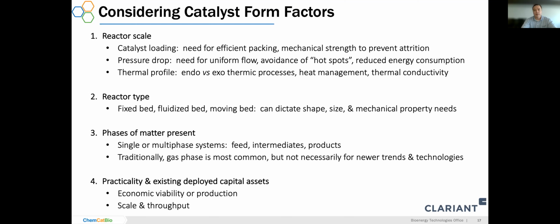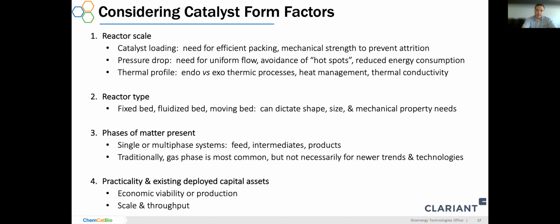And then finally, there's always a practical aspect of this. We are a for-profit private company, and we need to make money, right? So the way that we make the catalyst and engineer it and use it has to be economically viable. And we have to be able to produce the catalyst at a reasonable cost.